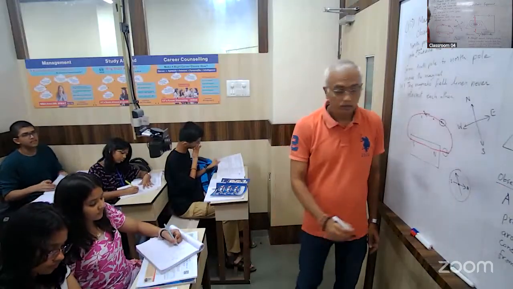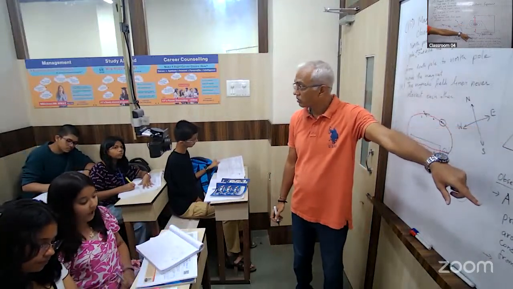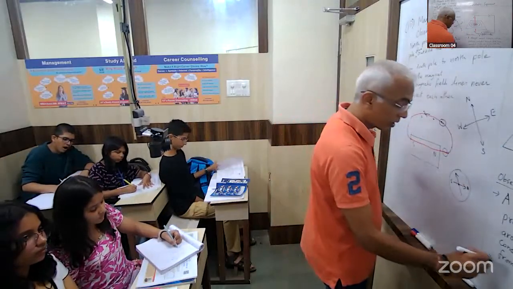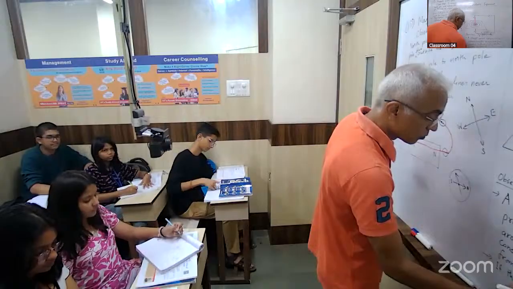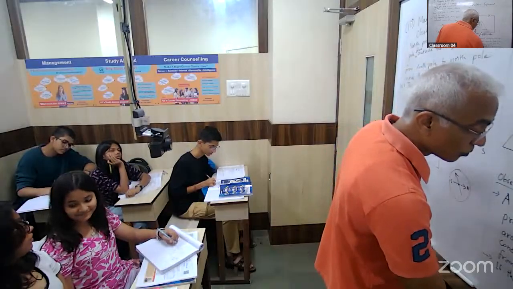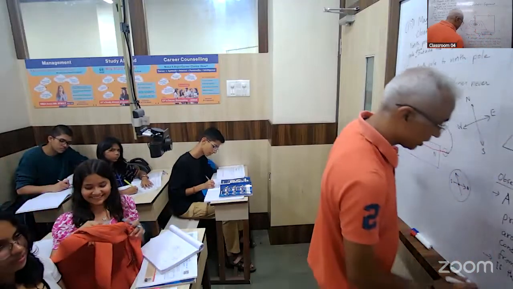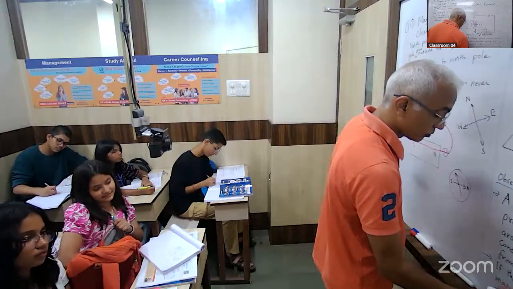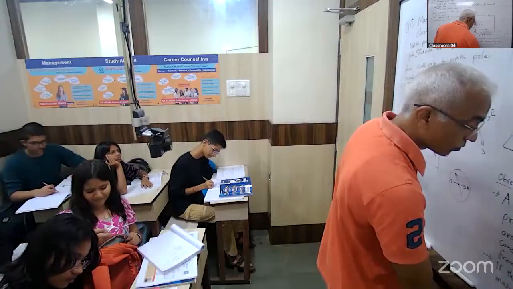What is the other observation? When the direction of current is reversed, the magnetic field direction is also reversed.